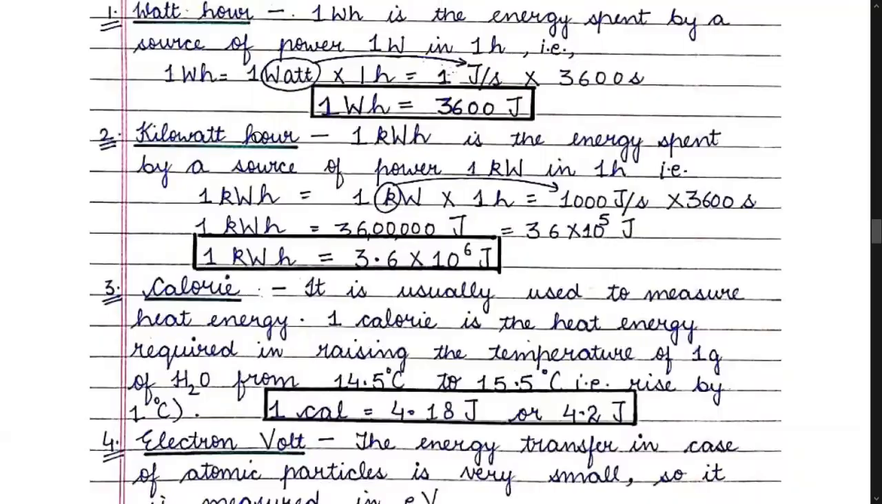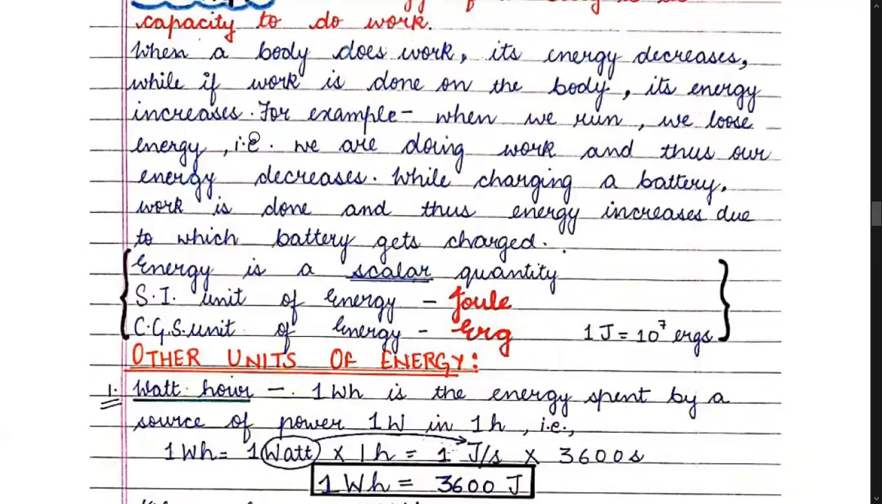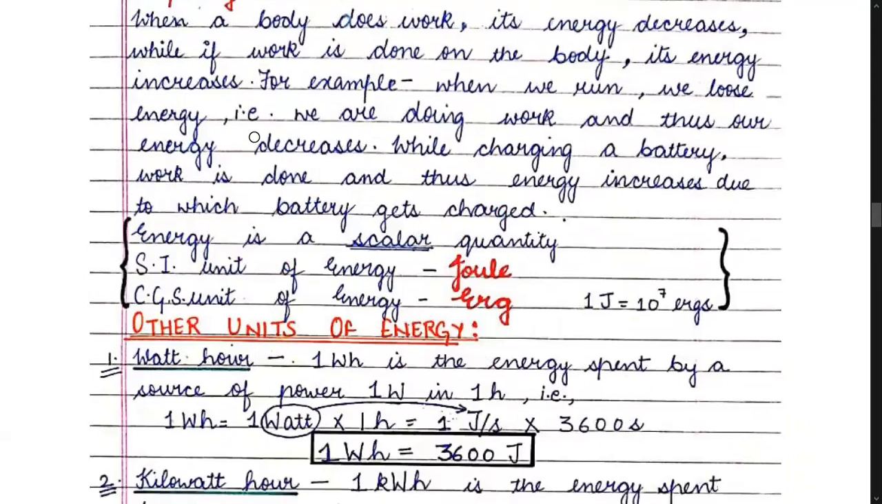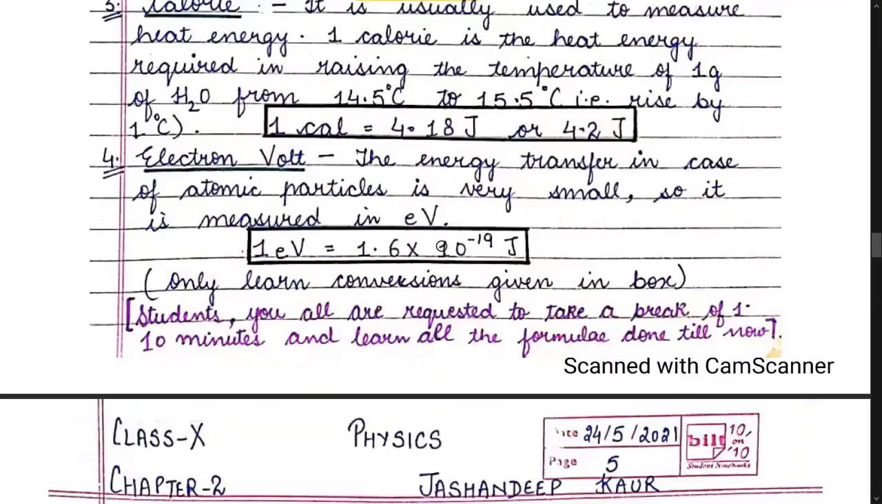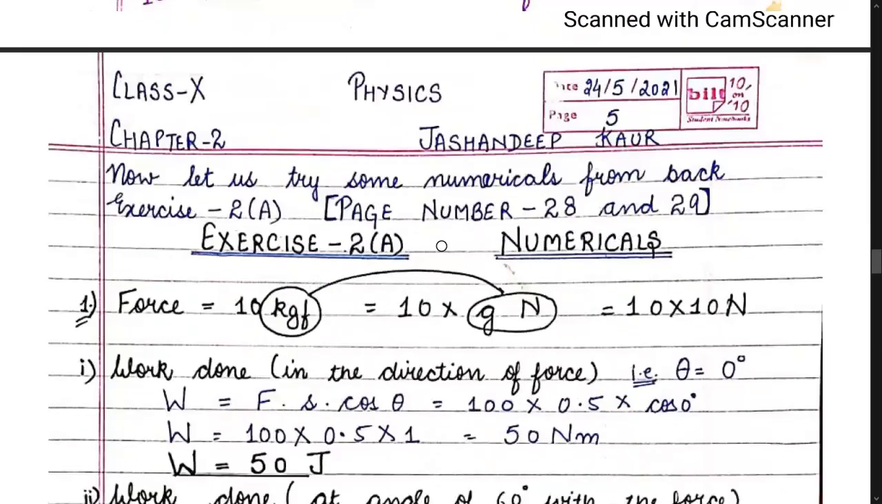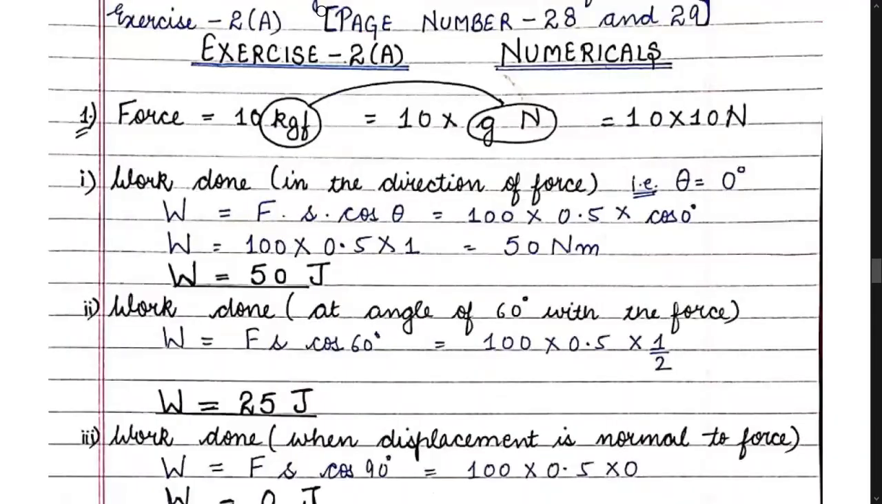So now you take a break of 10 minutes again and learn the concept of energy, the units of energy, and the relation between various units with the SI unit of energy. After doing it, we have to start the numericals also. So when you have learned the conversions, then you can open page number 28 to do the numerical. So now open page number 28.